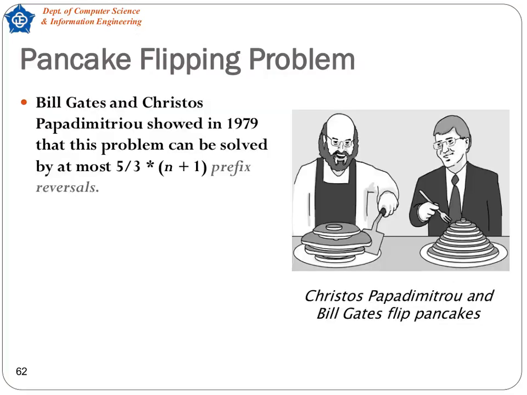Next, we revisit the pancake flipping problem, sorting a stack of differently sized pancakes by repeatedly flipping the top K pancakes. In 1979, Bill Gates and Christos Papadimitriou proved that any stack of N pancakes can be sorted in, at most, 5/3 N plus 1 flips. This result gives us a clear worst-case guarantee for the number of prefix reversals needed. And to keep things light, you'll also see a playful cartoon of Gates and Papadimitriou tackling their own pancake stacks.